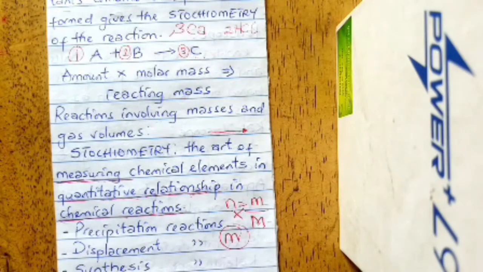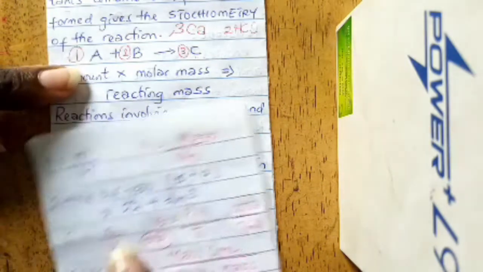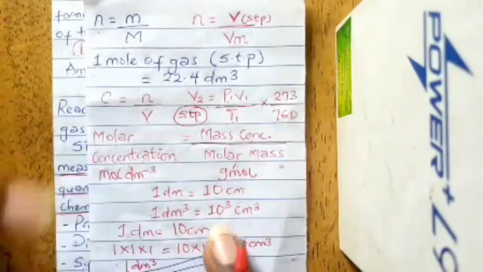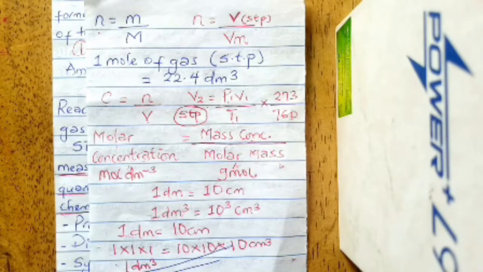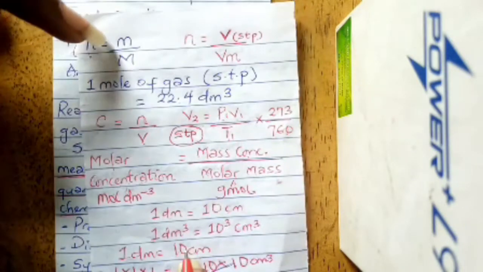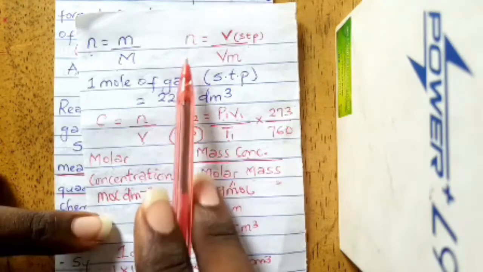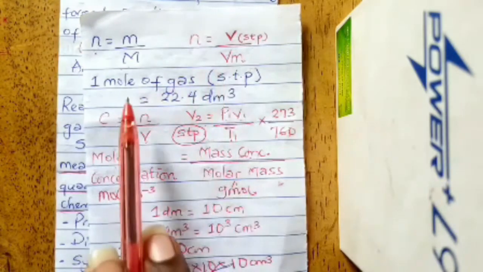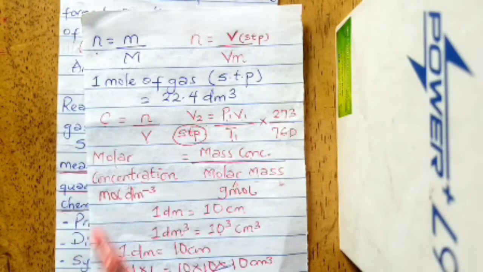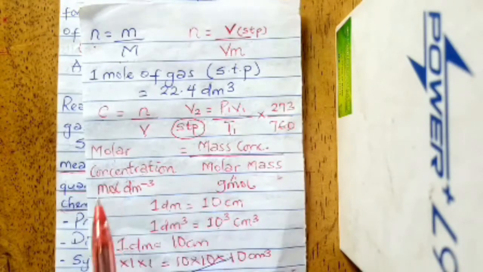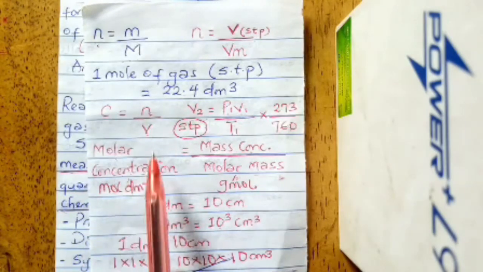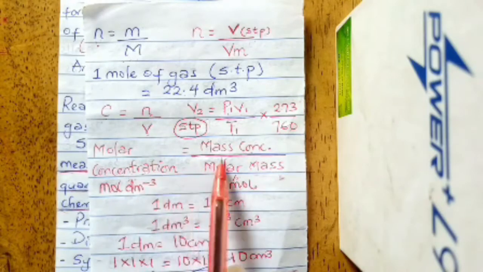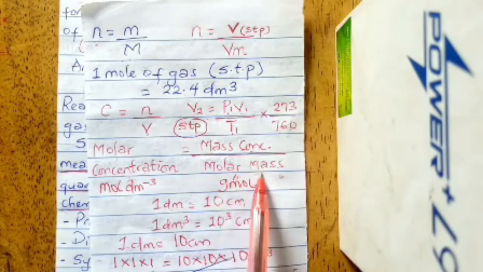So now we'll be looking at examples, 20 past questions now, WAEC past questions. So these are the formulas we should be making use of very quickly now. Number of moles is equals to mass over molar mass. Number of moles is equals to the volume at STP over the molar volume. 1 mole of a gas at STP is 22.4 dm cube. Our concentration is equals to number of moles over volume. V2 is equals to this. Molar concentration is equals to mass concentration over molar mass.